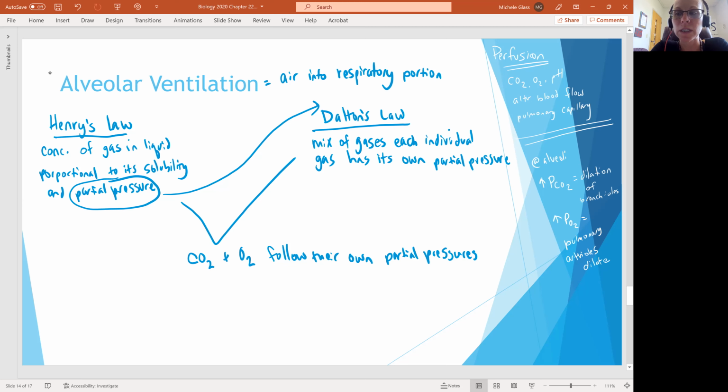So here we're saying if you have high partial pressure of carbon dioxide gas in the alveoli, that's causing a dilation of the bronchioles. So that's helping you to get air back out into the environment. If you have a high partial pressure of oxygen gas in the alveoli, that's going to increase your blood flow from the heart to the alveoli to pick up that oxygen.